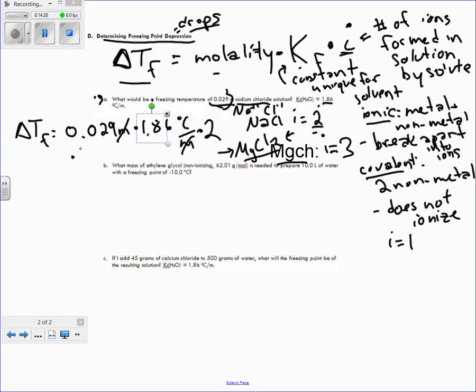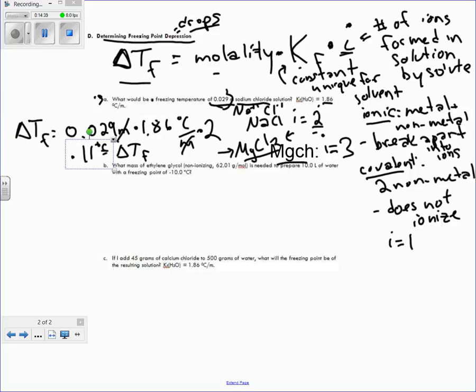So 0.11 is going to be my change in temperature. And again, this will be a drop. So, for example, if we're talking about pure water that freezes at 0 degrees Celsius, now it might be freezing at negative 0.11 degrees Celsius.